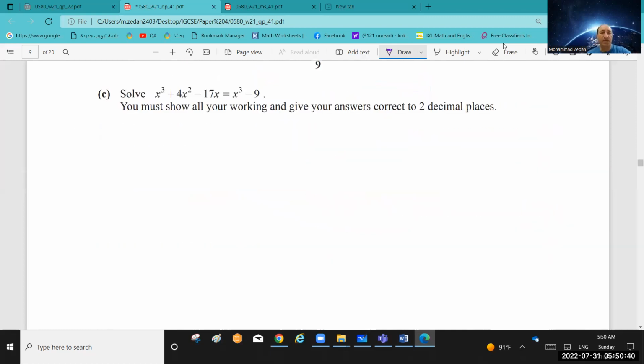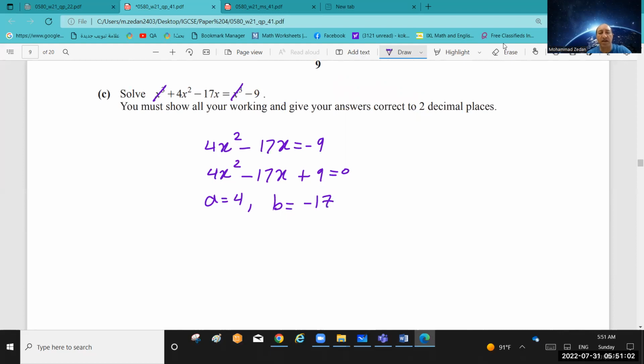Solve the equation. If you have the same term on both sides, you can cancel it out by subtracting x cubed from each side. So you have 4x squared minus 17x is equal to negative 9. By arranging the equation, we write 4x squared minus 17x plus 9 is equal to 0. And you have the values a is 4, b is negative 17, and c is 9. You have to use the quadratic formula.